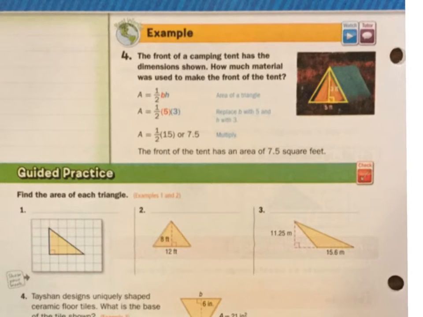Okay. The front of a camping tent has the dimensions shown. How much material is used to make the front of the tent? So we want to know the area of just the front. And the area is, of course, 1/2 times base times height. So 1/2 times the base of 5 times the height of 3. So 5 times 3 is 15. A equals 1/2 times 15, or 7.5. So the amount of material was 7.5 square feet.